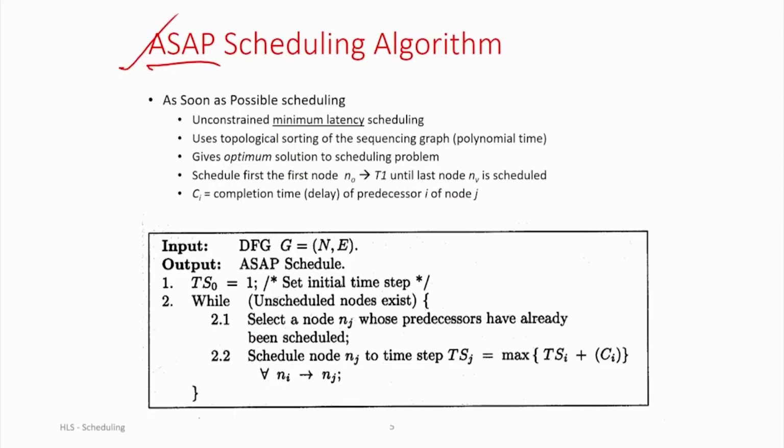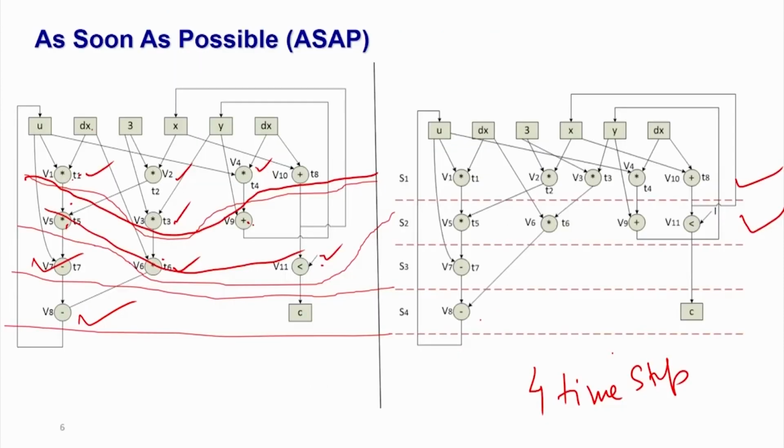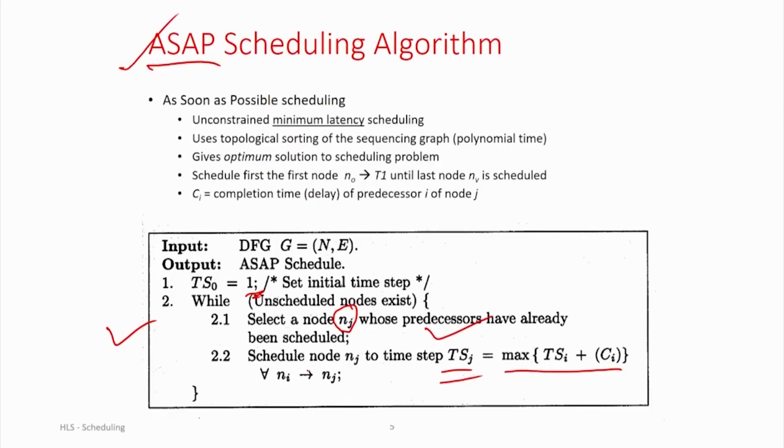So, this is just an overview of the algorithm. I start from time step 1, and whenever an unscheduled node exists, I am going to select one of the unscheduled nodes whose predecessors are all already scheduled, and then assign a time step to it based on the maximum of all the predecessors, right. For example, when I am going to schedule this operation, this predecessor is scheduled in the third time step, and this one is in time step 2. So, the time step I am going to assign is 4, the maximum of these 2, right. This is what I am doing here for all these nodes, just assigning this max.